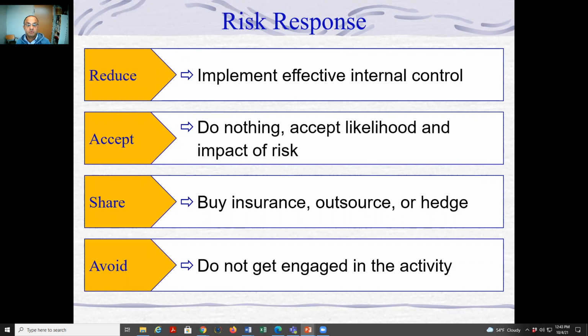So in this video, I was trying to show you quickly the different frameworks, whether COBIT, COSO Internal Control, or COSO ERM, and I hope you find this video useful.